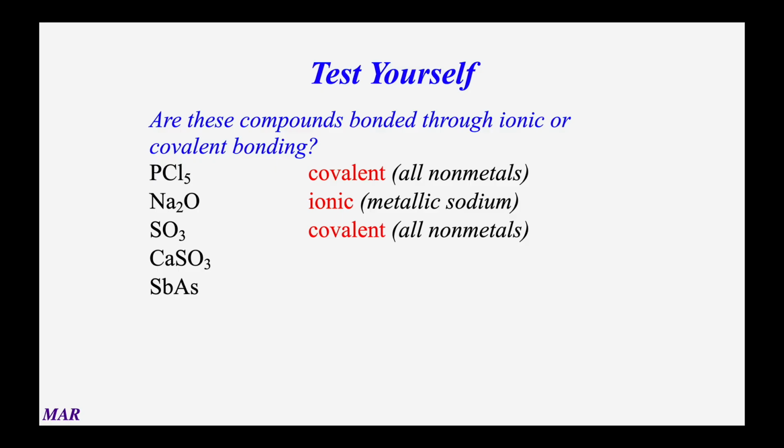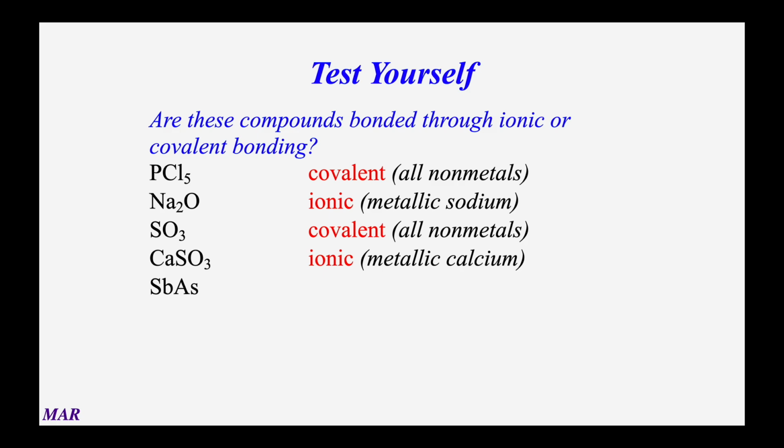And if you have a polyatomic ion, it is ionic, all right? Sulfite is -2, calcium's +2. That's going to be an ionic system. So polyatomic ions also mean you're going to have ionic bonds.